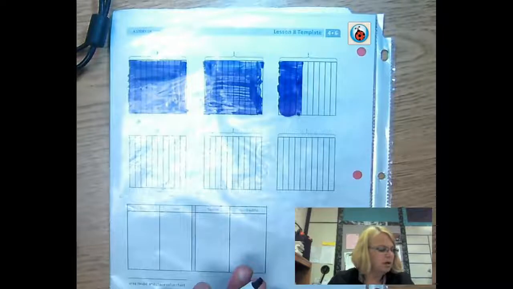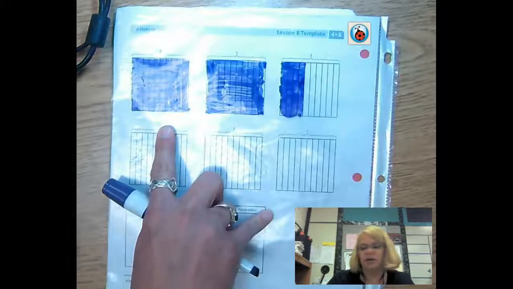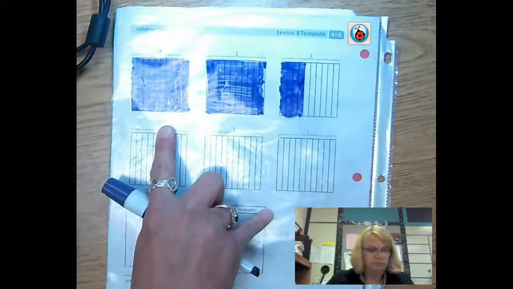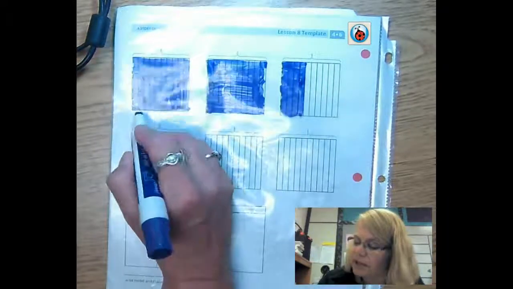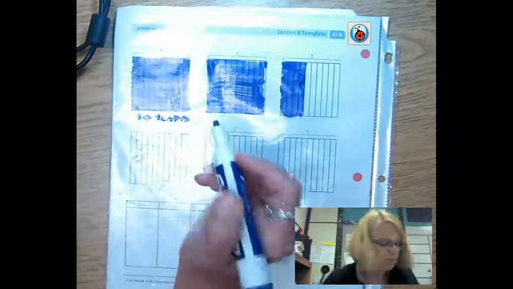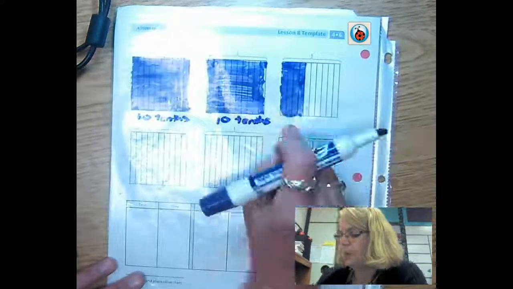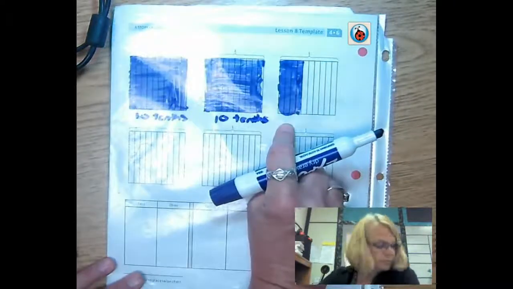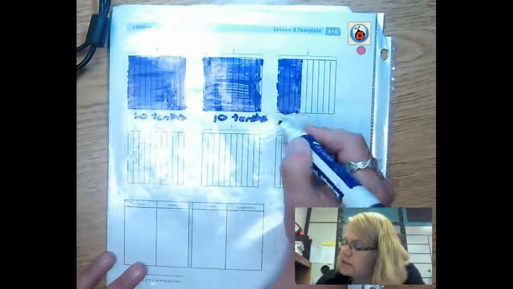Now, this rectangle, how many tenths are in 1? Yeah, if you said 10 tenths, you are correct. There are 10 tenths in 1. So we're going to record that underneath here. We're going to write 10 tenths. And then we're going to do the same thing with this one because it's also 1. So we're going to write 10 tenths. Now, how many tenths are in this one? If you said 4 tenths, you are correct. We're going to record 4 tenths here.